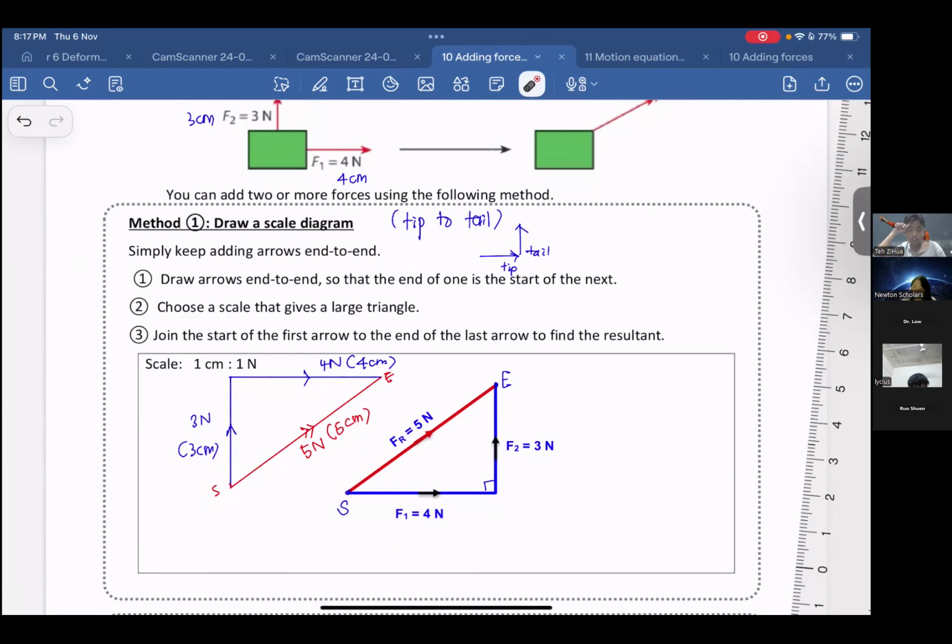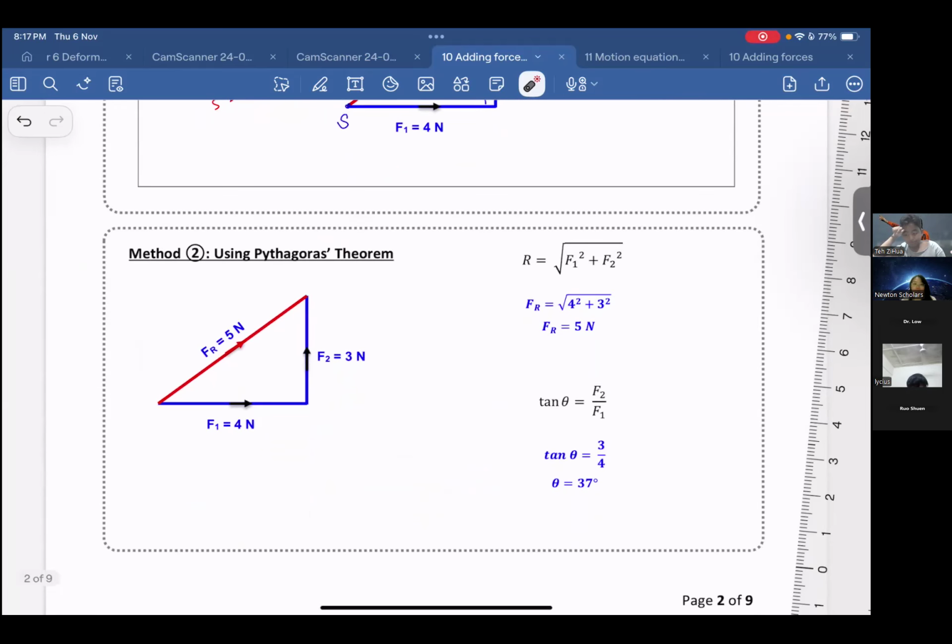My answer is no. We can also use a mathematical way to solve this problem, which is 90 degrees. So you can use the Pythagoras theorem. As long as the question doesn't mention, please use a scale diagram or please use a vector diagram, that means we can choose. We can use either the mathematical way or the physics way to solve it. If they didn't mention, then this is the easiest method.